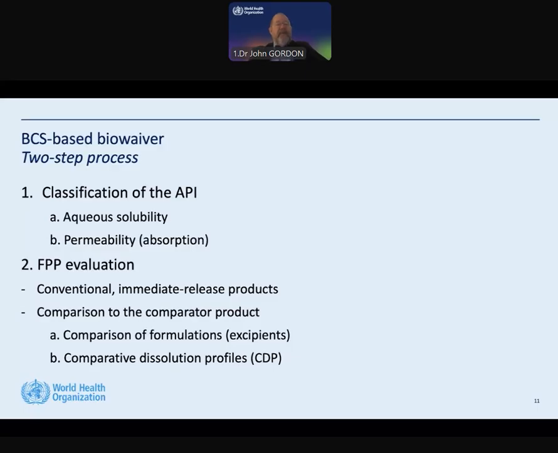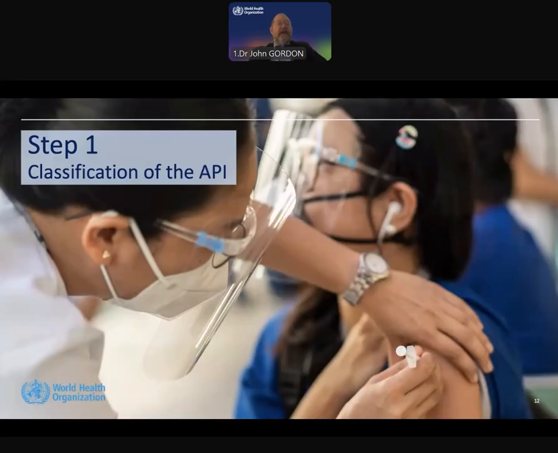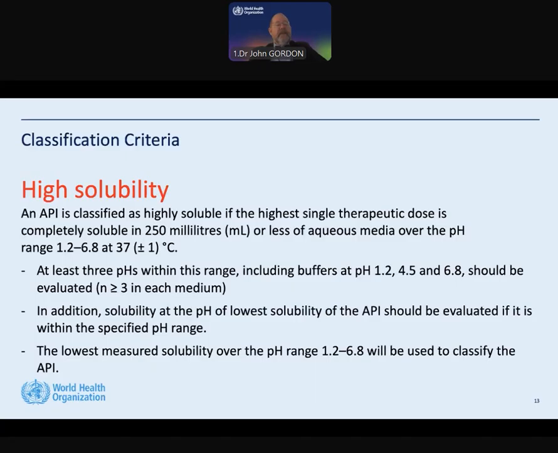But the full FPP evaluation is basically divided into two parts. You're comparing the proposed product to the comparator product, whether that's generic compared to the innovator, or within an innovator development, for example, a variation, the proposed innovator product compared to the currently approved innovator product. But the comparisons involve comparison of the formulations or excipient content of the two products and a comparison of the dissolution profiles for the two products. So first of all, let's look at the classification of the API within the BCS. First of all, solubility.